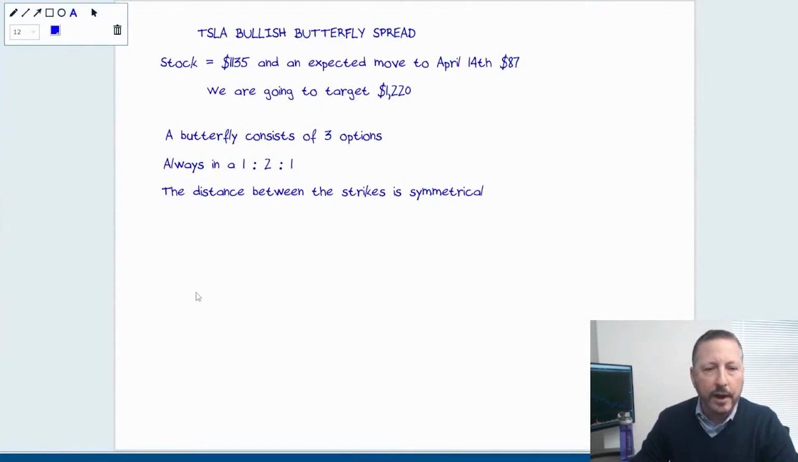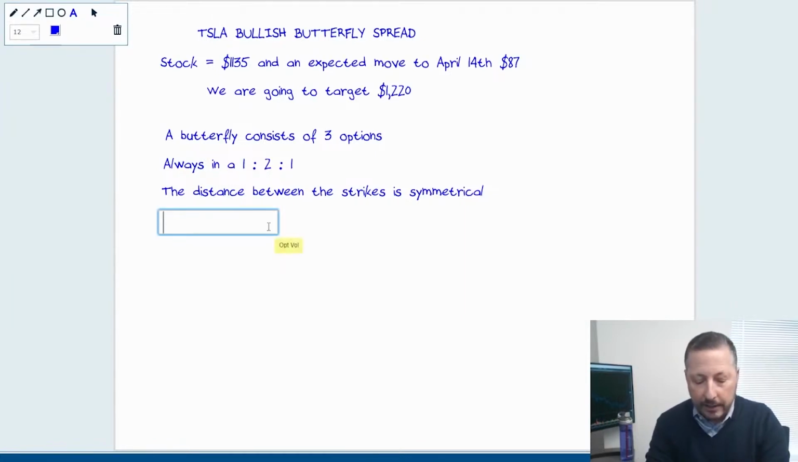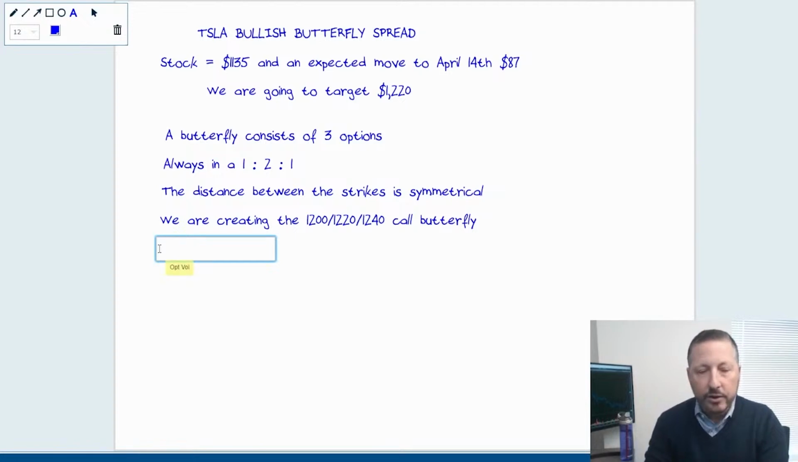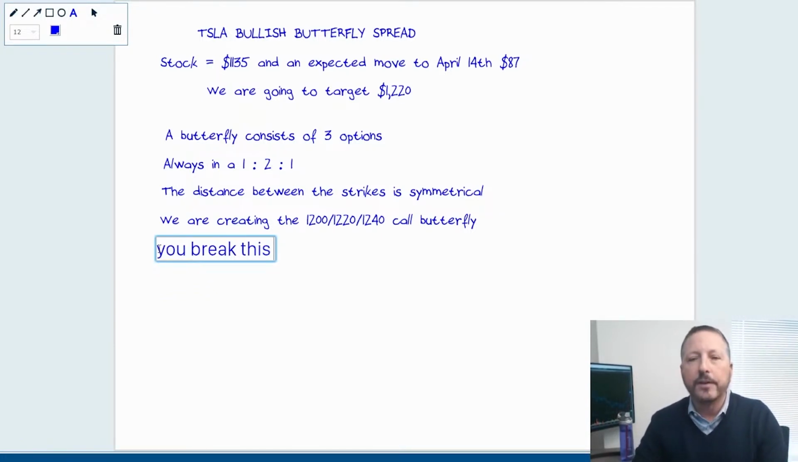In this example, we are creating the 1200, 1220, 1240 call butterfly. The strikes, as you can see here, are symmetrical. So what we are really doing with the 1 to 2 to 1 ratio, when you break this down, and so many people get afraid of the name of a particular option spread, a butterfly, an iron condor, a strangle, a straddle, and think, oh my God, that is too complicated. I can't trade that. I'm too much of a beginner for that.